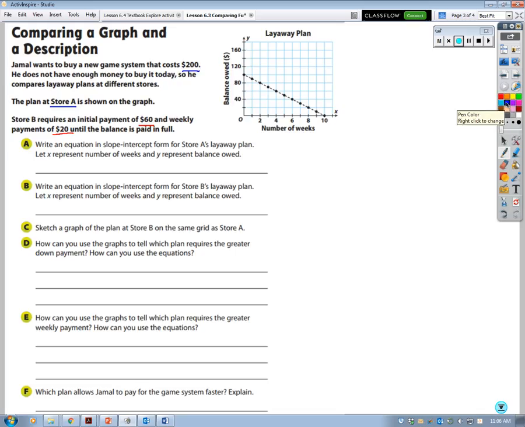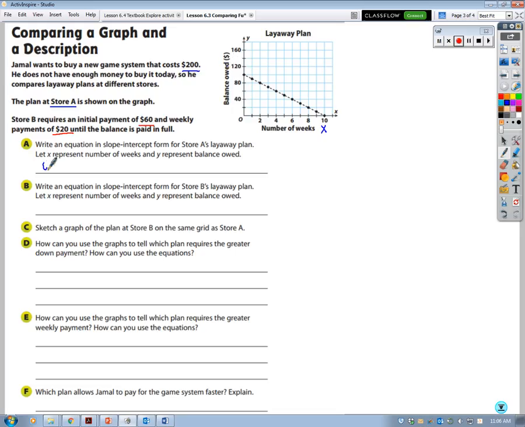So the first equation that we're going to write is a linear equation in slope-intercept form for store A's layaway plan. Let x represent the number of weeks and y represent the balance owed. So our input is number of weeks and our output is balance owed. So balance owed is a function of the number of weeks that have passed.